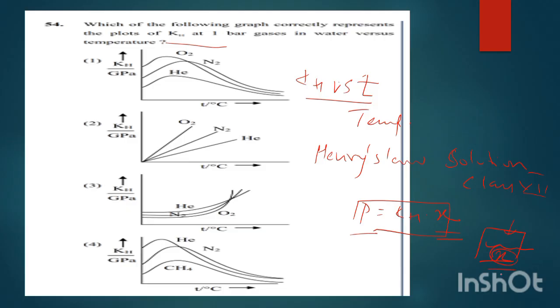For example, in soda water bottles, CO2 is put in at high pressure. That is why CO2 gets dissolved, giving a fizz sound when we open the container, since the pressure inside is greater, and when we open it, the pressure equals the atmospheric pressure. Now we know that P equal to KH X, and we have to know the plot between KH versus temperature.